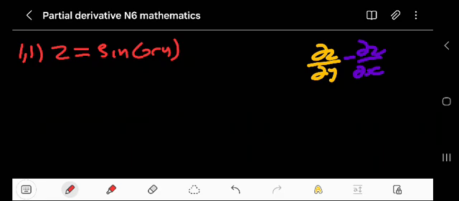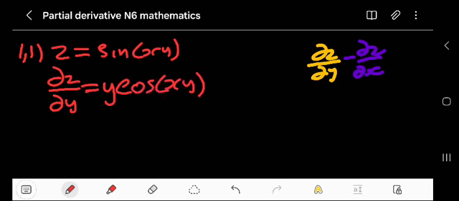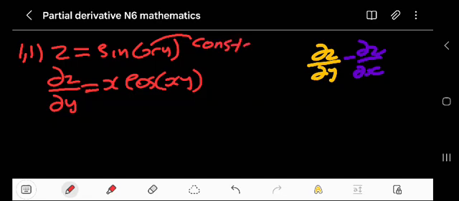Let's check. First, the partial derivative of z with respect to y. With respect to y, x will be like a constant, so we treat x as a constant. It will be x multiplied by the derivative of sin, which is cos, of what is inside, xy. We use the chain rule. Remember, x is a constant, so you multiply by the constant: x cos(xy), right? This is what we have there.